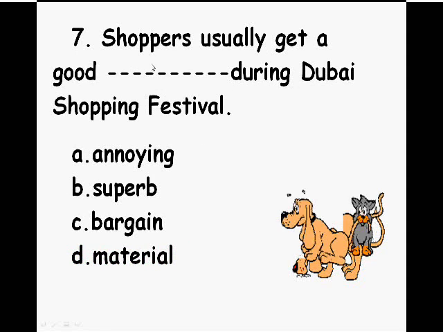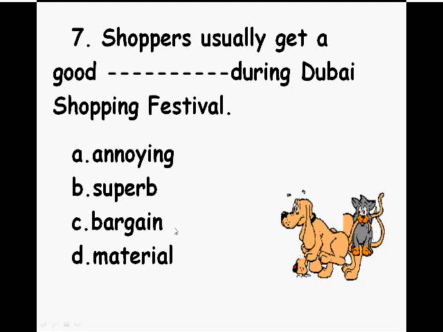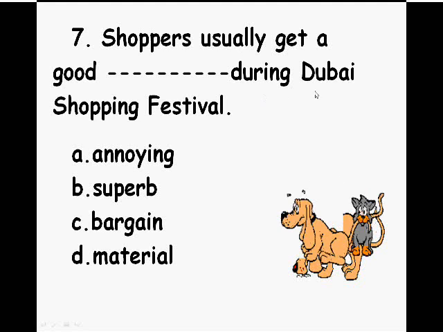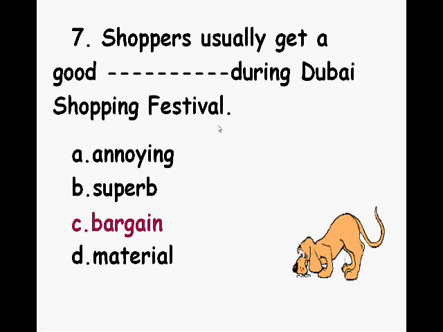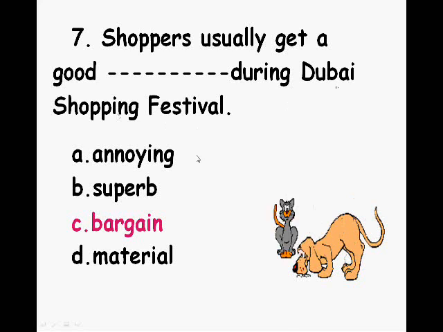Number 7. Shoppers usually get a good during Dubai Shopping Festival. So A, annoying. B, suburb. C, bargain. And D, material. Yeah, and of course, I think you know that because all of us go to buy things at Dubai Shopping Festival. Okay, we wait until they start the festival and we go buy our things. So they get a good bargain. Okay, and also bargain has to do with the sales which happen in the shopping festival.